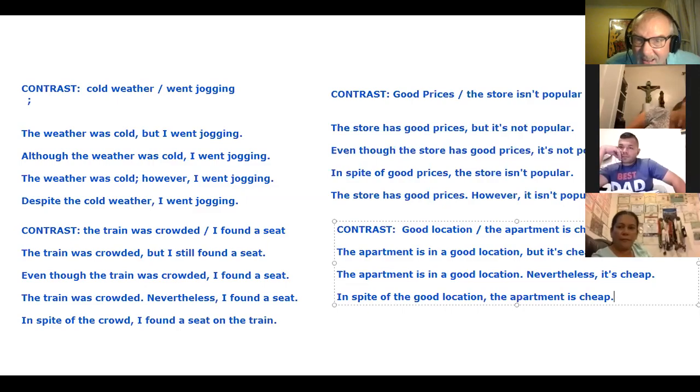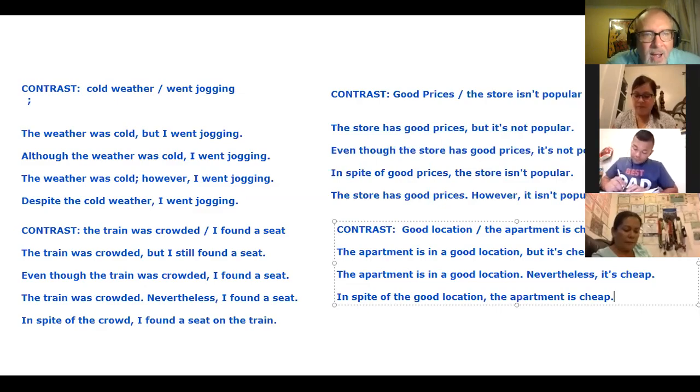So here we see four different examples of how to say the same idea. We have a fact and a surprise. What's the fact? The apartment's in a good location. What's the surprise? It's cheap. Wow. What's the fact? The store has good prices. What's the surprise? The store's not popular.